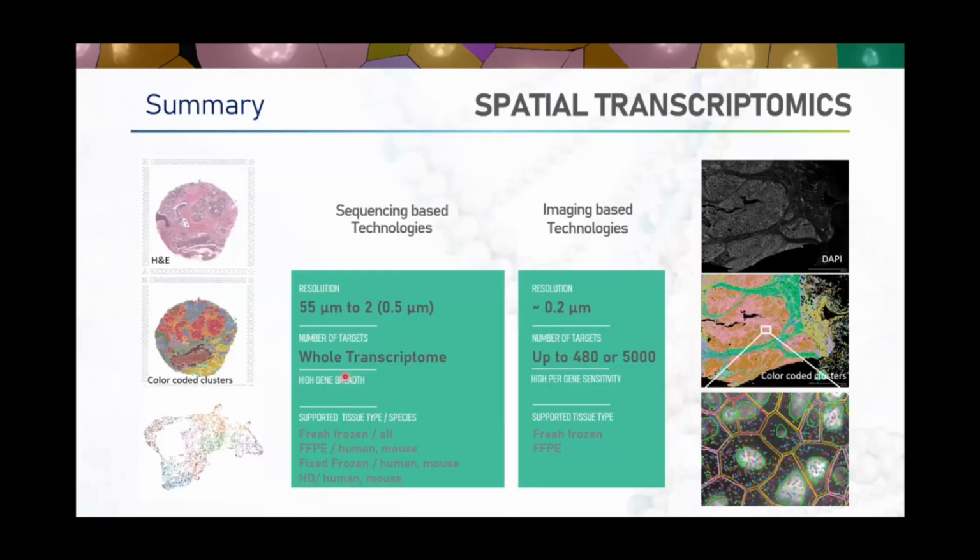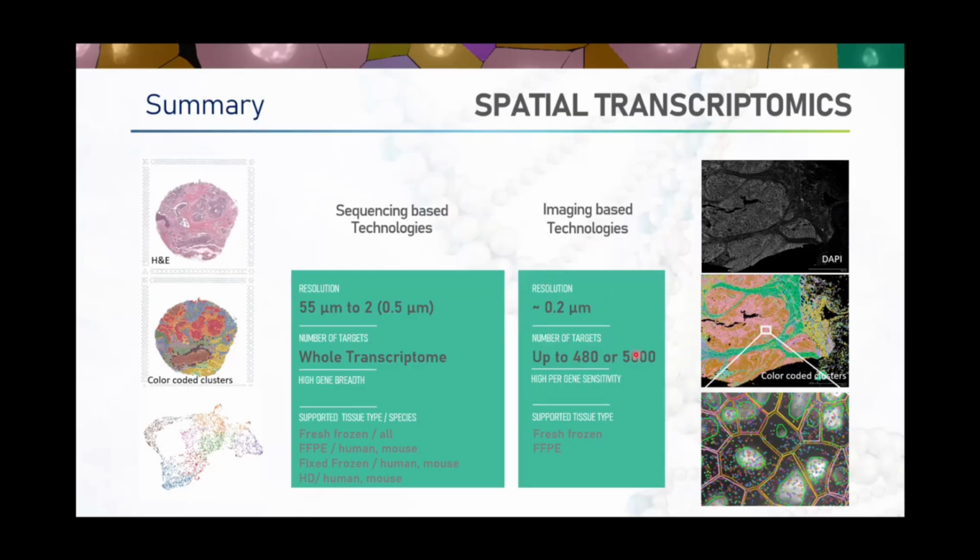So to summarize, we have sequencing-based technologies, and here the resolution can vary a lot from 55 micrometers to 2 micrometers. The big advantage in this case is that you can get the whole transcriptome because you capture the mRNA. In the case of imaging-based technologies, the resolution is determined by the imaging that you do and some other aspects, and you can reach even 0.2 micrometer resolution for each of the transcripts.